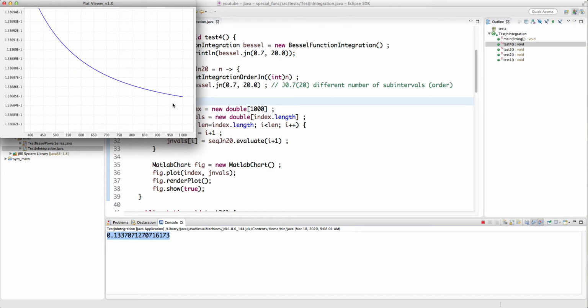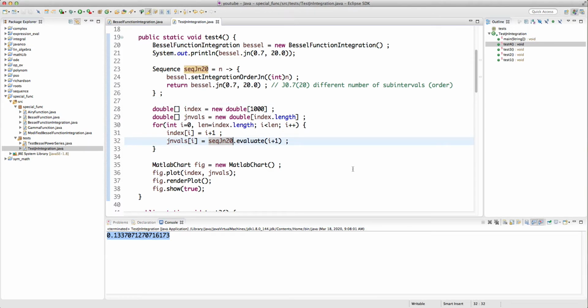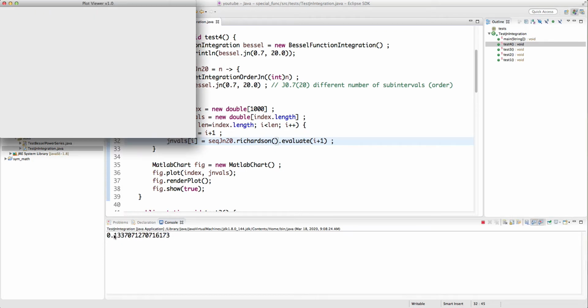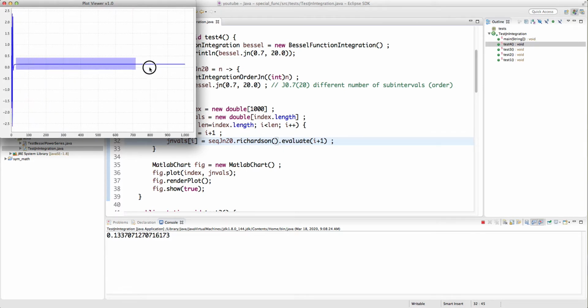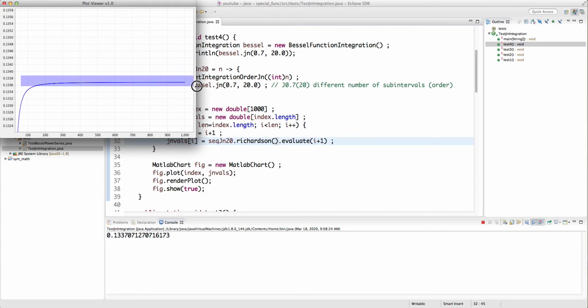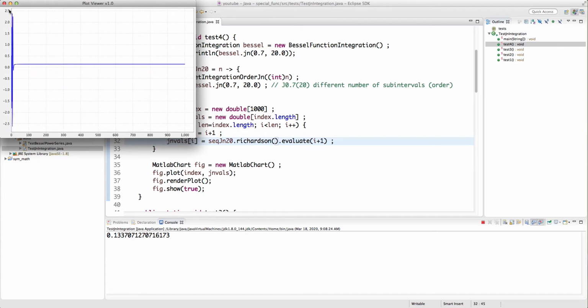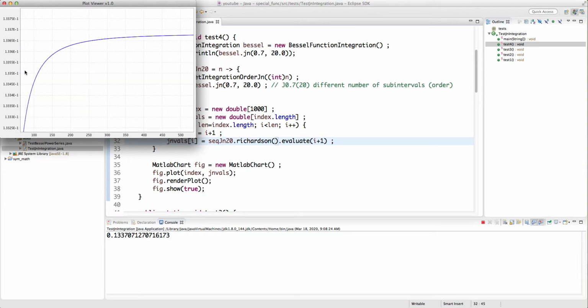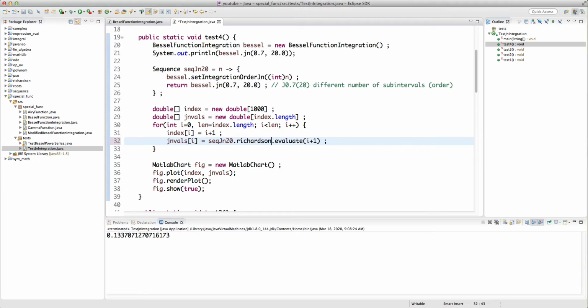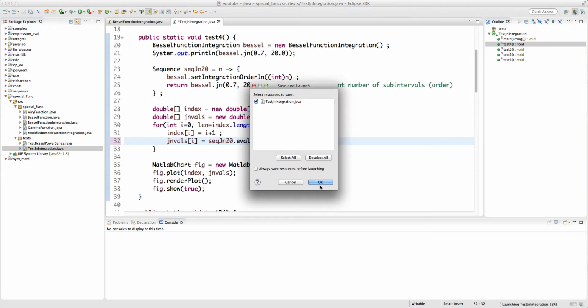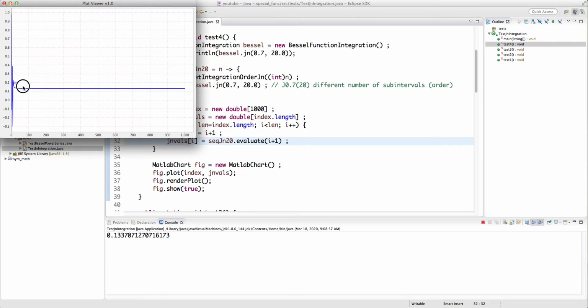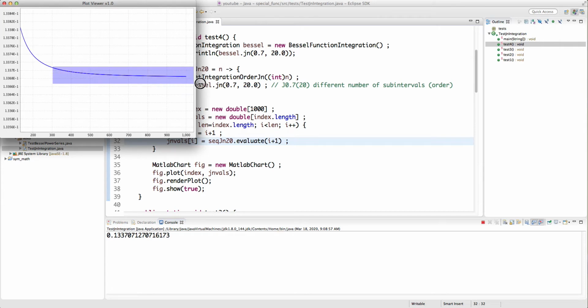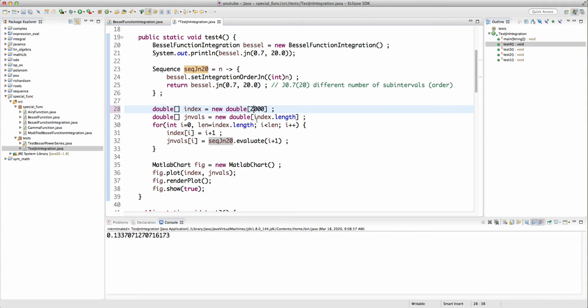Yeah, it's almost converging, right? Now what happens, instead of calculating this, I accelerate it with a Richardson. 0.1337. And we see that the convergence is relatively good. Basically, at 100, we are at 0.1335, and it goes up. If I don't do the Richardson, we see the convergence is not bad. So if I go instead of 1000 to 2000, let's see what happens.